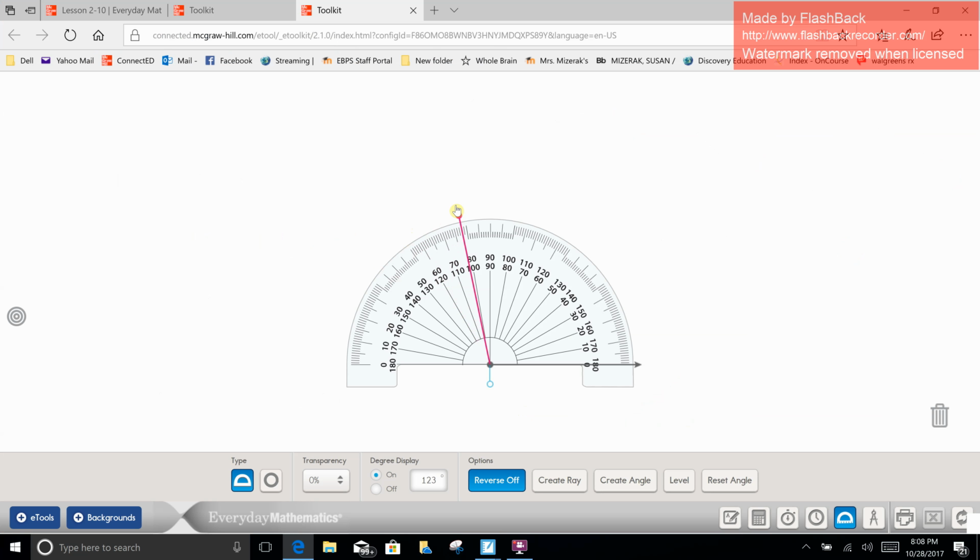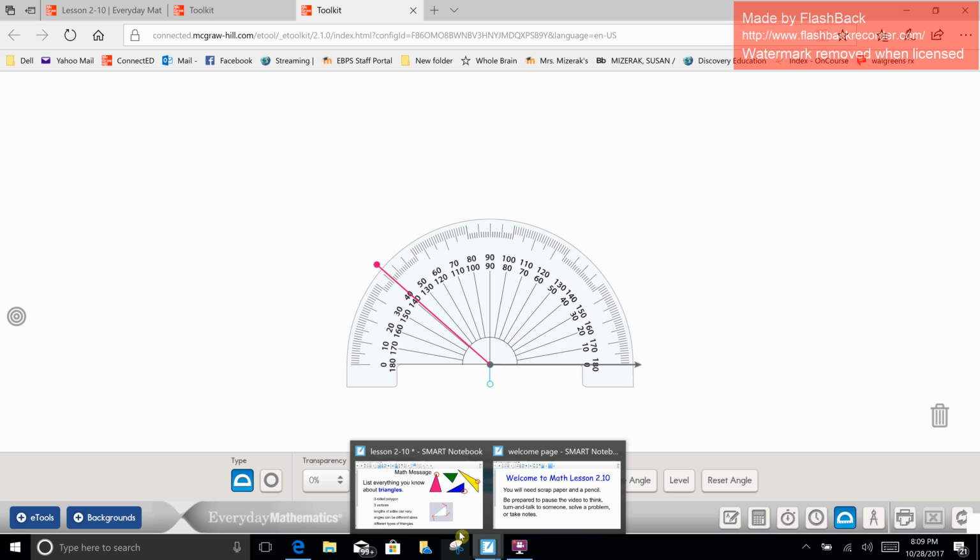I'm on ConnectEd on the eToolkit. Right now we're showing a 90-degree angle. The lines are perpendicular. This is a right angle. If the angle is less than 90 degrees, the angle is acute. If the angle is greater than 90 degrees, the angle is obtuse.